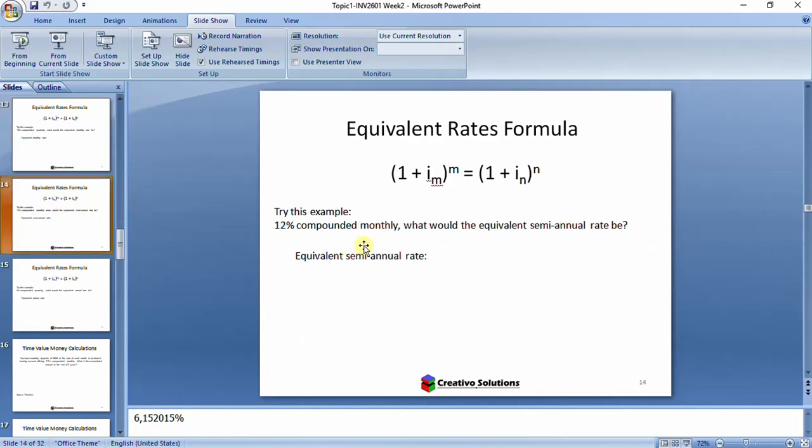Right, here's another example for you to try. Again, please pause the video, do the calculation, and then come back and check your answer.